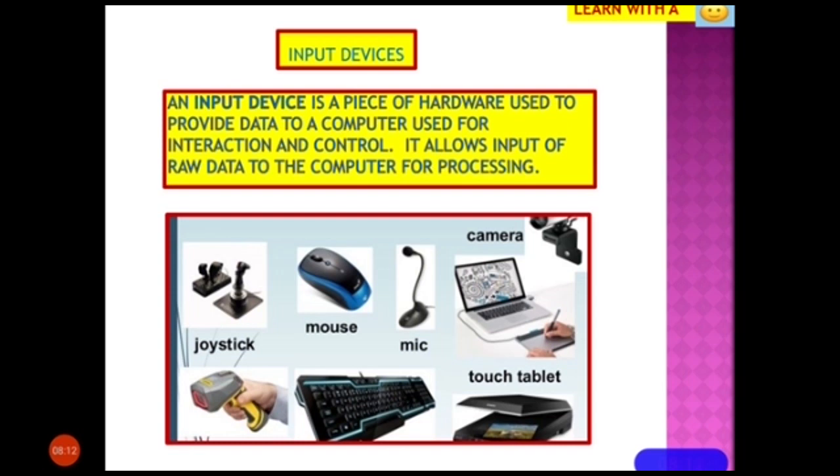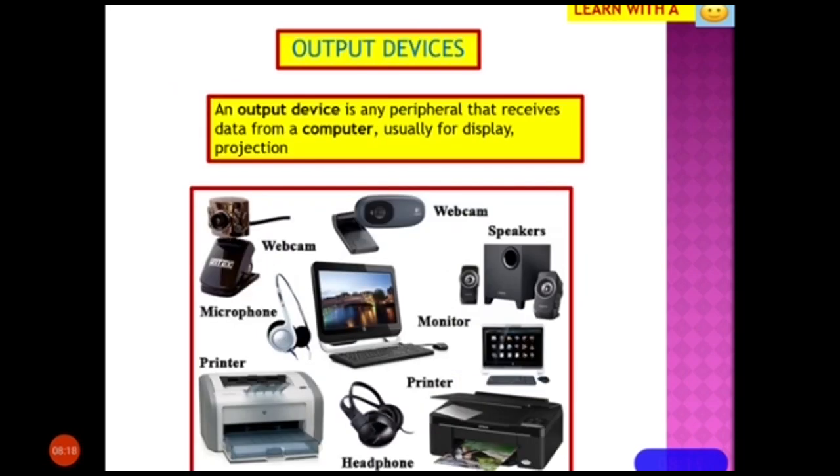Then, output devices. Obviously, an output device is any hardware unit. See, the word peripheral has come here, which receives data from a computer, usually for display or projection. Now, we also know that these are our output devices. You have seen all of them, I suppose. Monitor, the most basic one, speakers, webcam, headphone, printer, all are output devices. Sometimes you get a classification question: classify the devices as input device or output device.